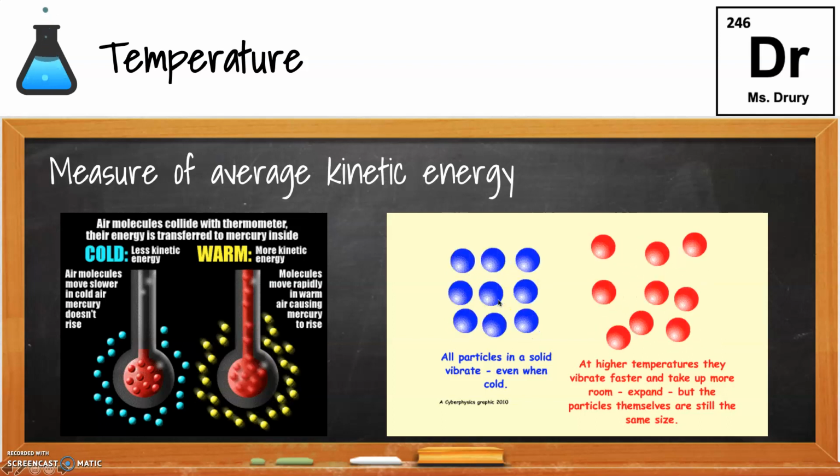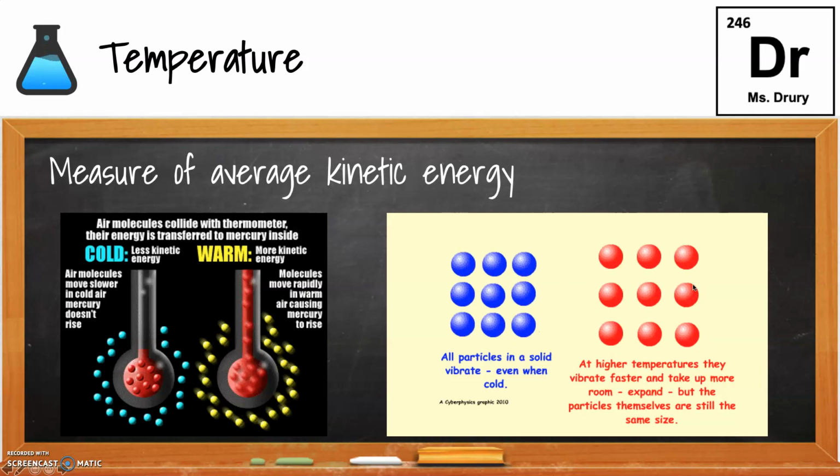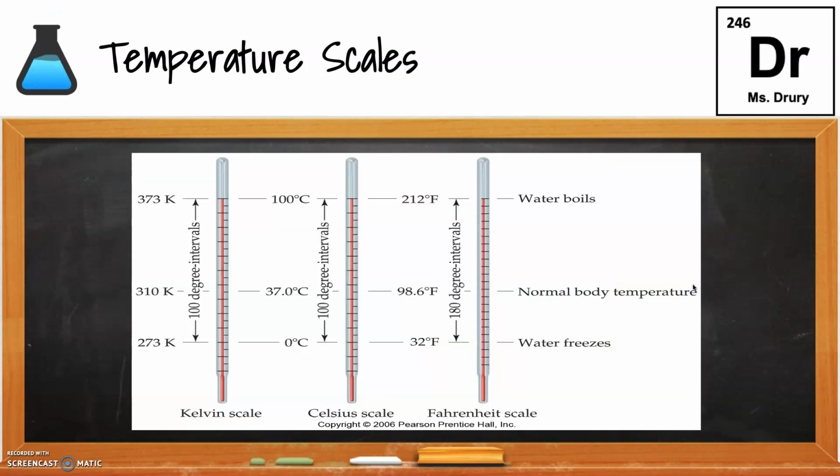Cold, they move in a small area. Hot, they move around a little bit more. Very hot, they can actually change position. So we have multiple temperature scales. The first scale actually came out as Fahrenheit.